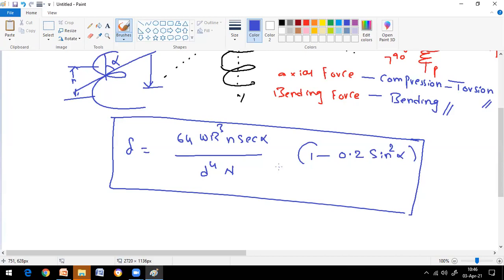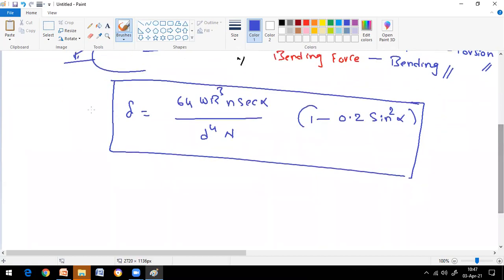So in springs, they are going to ask only problems on the open coiled helical spring instead of asking you to derive the derivation. That's why straight away I'm writing this. So here one thing I need to understand: this is the deflection formula for open coiled helical spring.